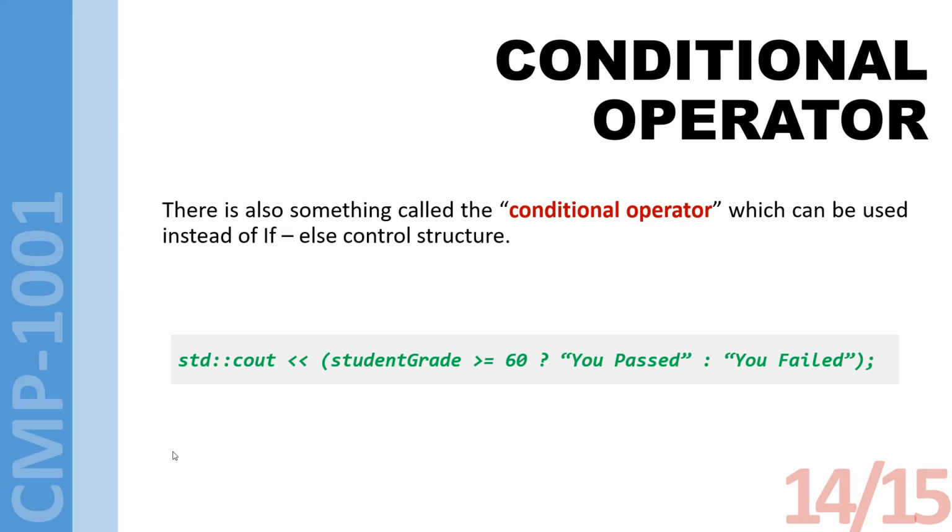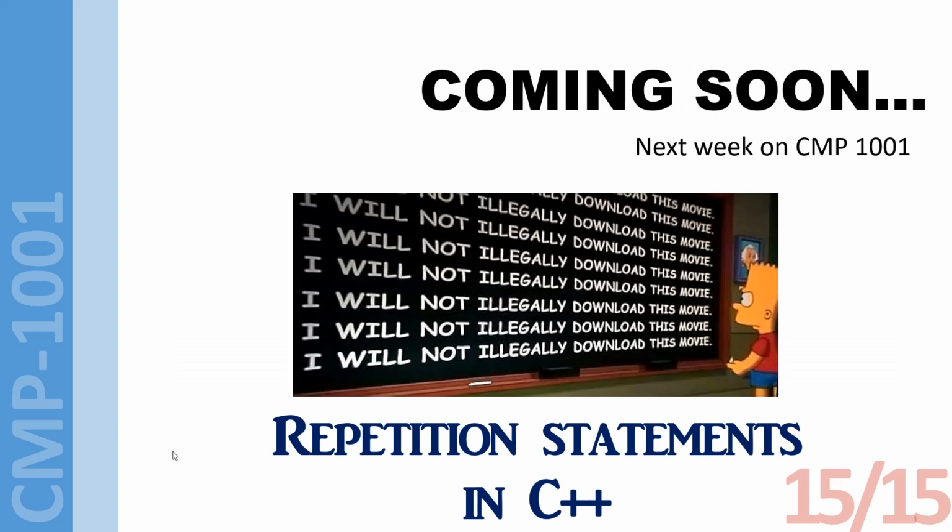But as you can see, this is an alternative to the regular if-else structure and can be used as if it were the regular if-else structure. Alright, so in this video, we have covered the control statements in C++, namely the if statement and the switch statement. We also very briefly looked at the conditional operator, which is very, very similar to the if statement. In the next part, we'll be looking at the repetition statements in C++, the while loop and the for loop.